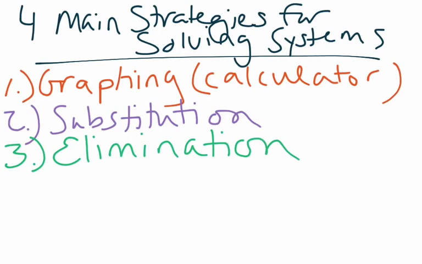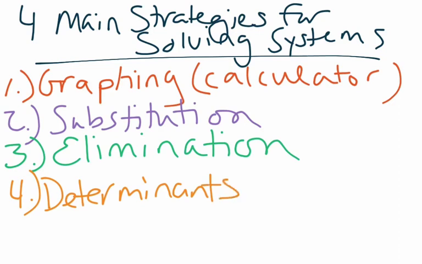And the fourth strategy is using what's called determinants. And that is a form of matrix, and it's a really cool way to solve problems. And if you have a calculator, you can solve really complicated problems with determinants, but this is not in this course.